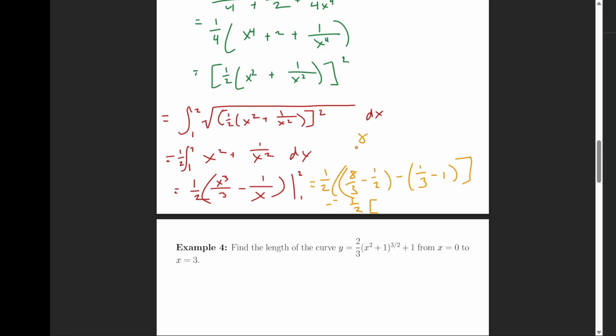So this is 8 over 3, right? And then negative 1/2, and then this turns into plus 1, so then that turns into plus 1/2. And then we also have a minus 1/3, which we can combine with this, right? So then that's going to turn into 7 over 3 plus 1/2.